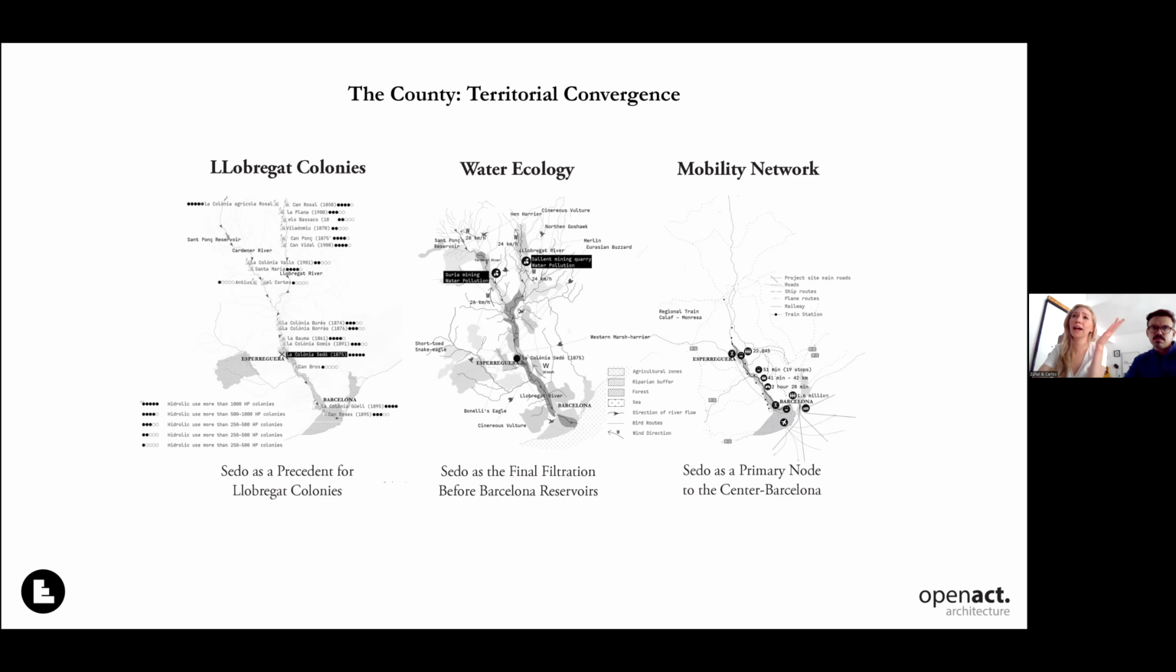And this river acted as an industrial spine for all of the textile factories in the late 1800s and early 1900s in Catalonia. And as you see on the map on the left, Llobregat colonies. So all of the other industrial facilities, all of those small points that you're seeing, are all textile factories.